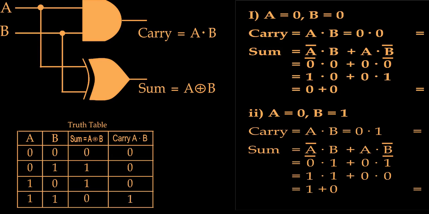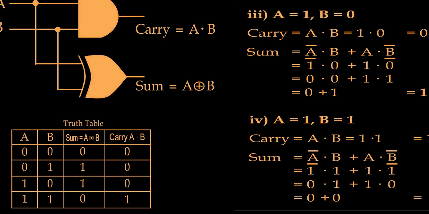Second case, if A is connected to 0 and B is connected to 1, carry is the output of the AND gate, so it will give 0 output. At the sum, the XOR gate's output, if dissimilar inputs are there, output will be 1. So here carry will be 0 and sum will be 1. Here 0 plus 1 gives sum equal to 1 and carry equal to 0. In third case, if A equal to 1, B equal to 0, again the AND gate will show the output 0 as it is a multiplication of 1 and 0. At the sum, output of XOR gate will be 1. 1 plus 0 gives 1 as the sum and 0 as the carry.